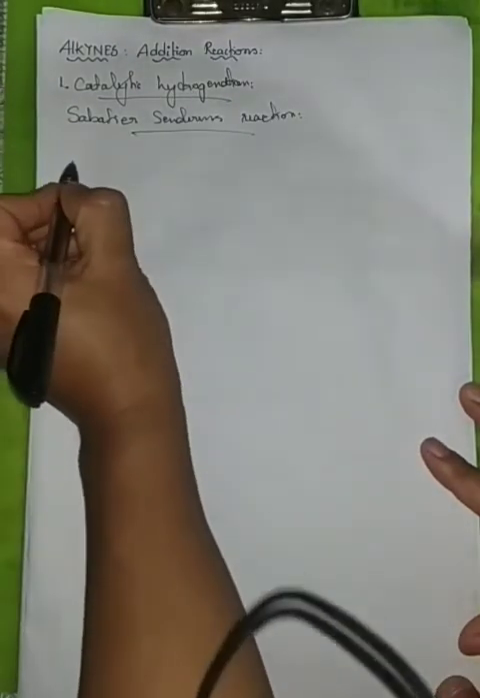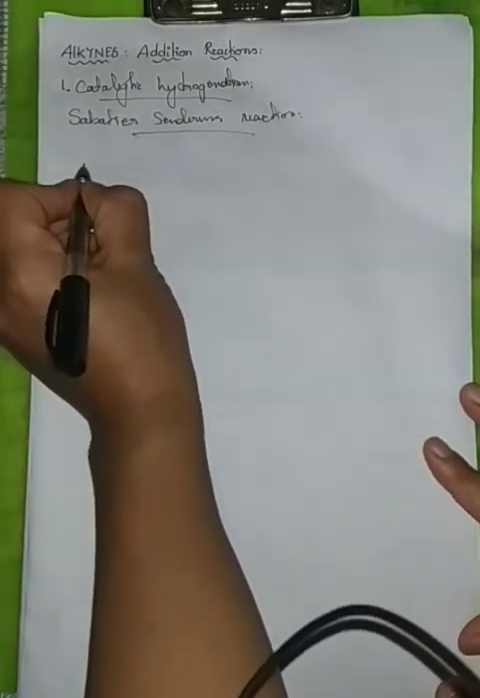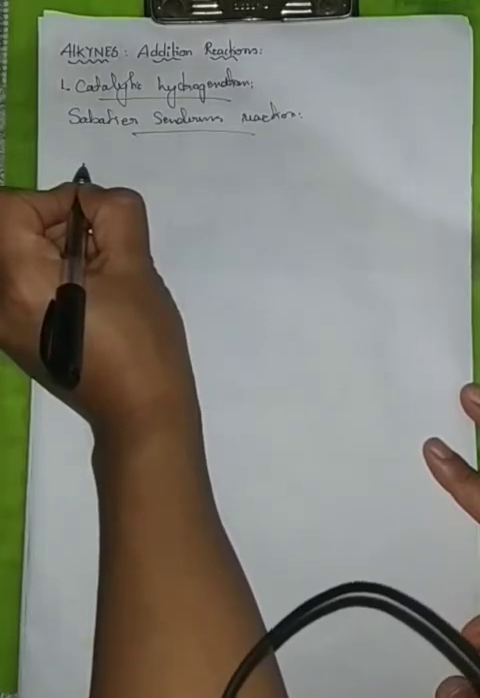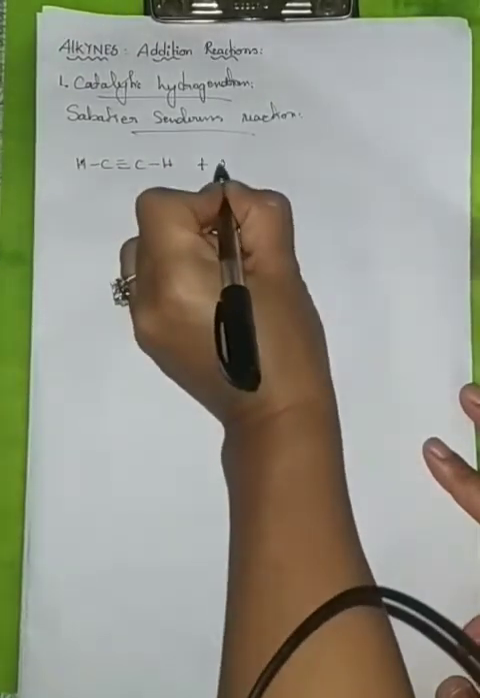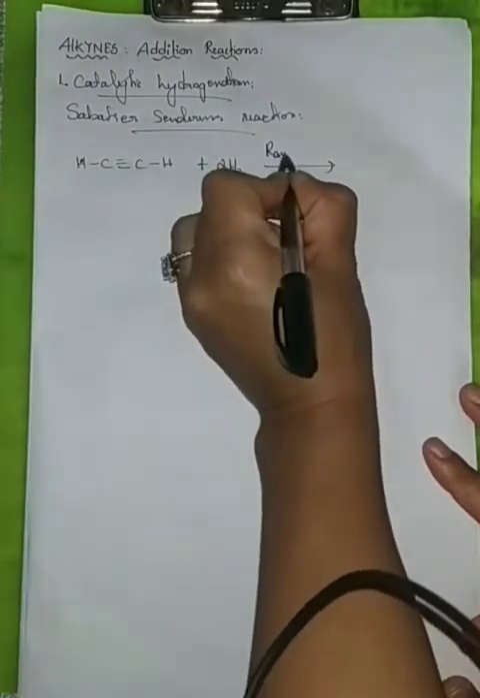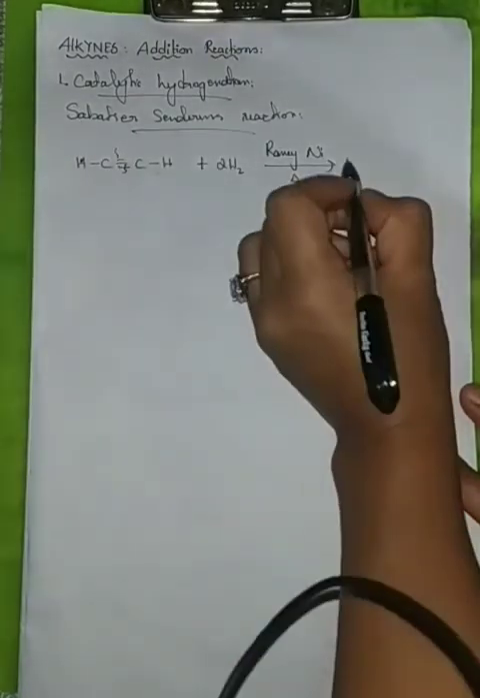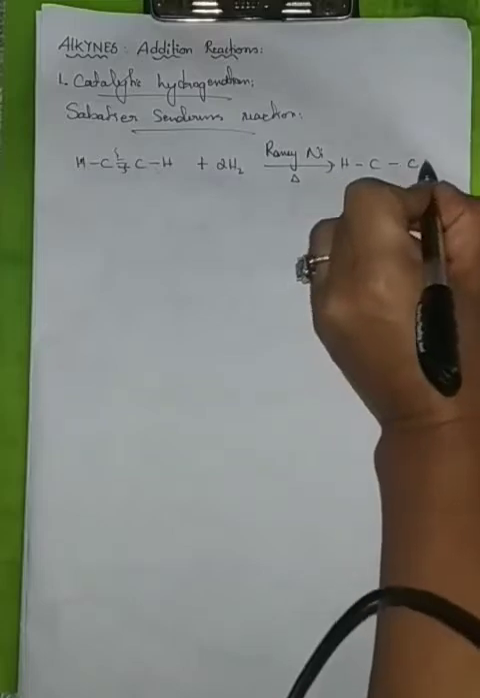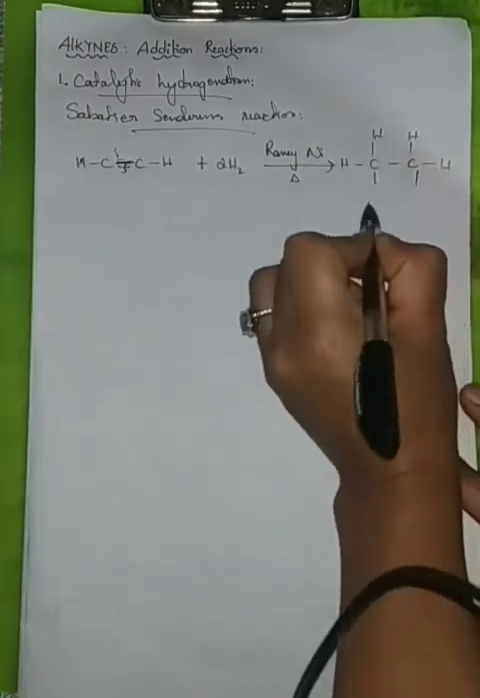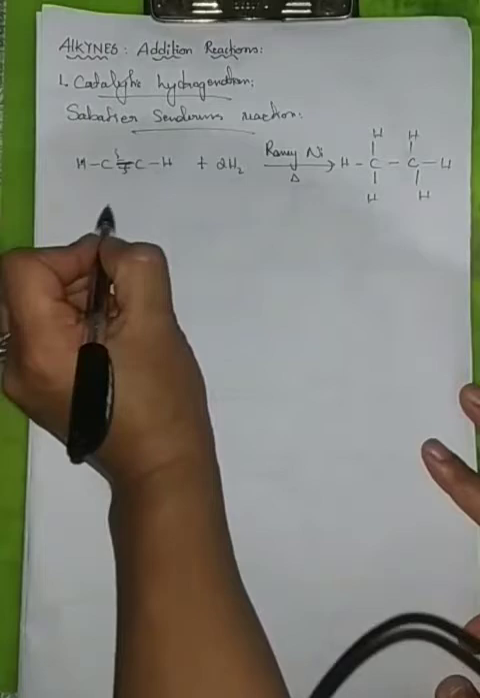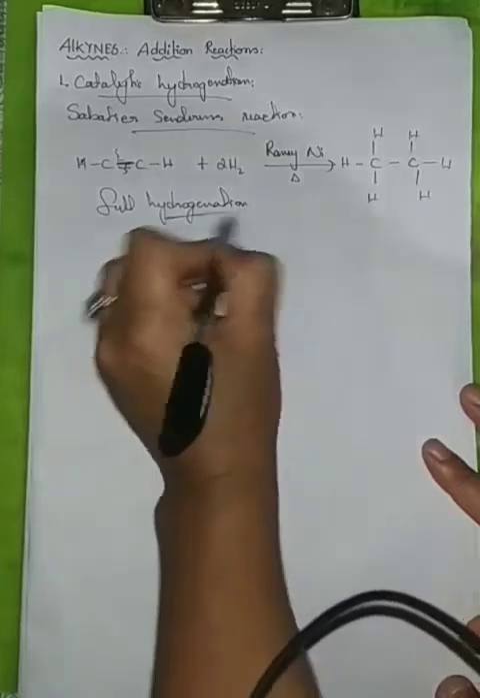Now in this type of reaction, the alkynes undergo catalytic hydrogenation on heating in the presence of Raney nickel. There is full hydrogenation, which means two bonds break up and one bond would remain in each part, and there would be addition of dihydrogen. Full hydrogenation takes place in this type of reaction.